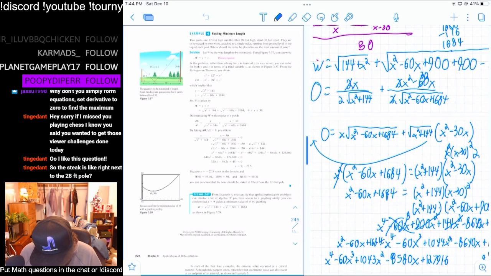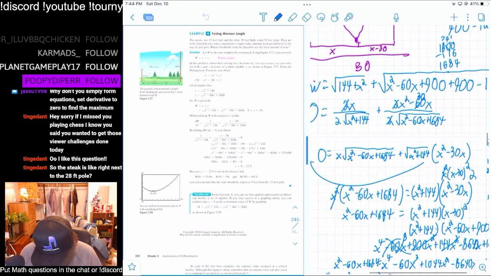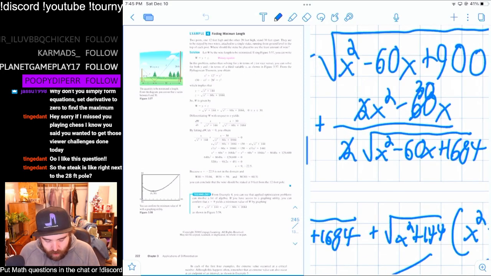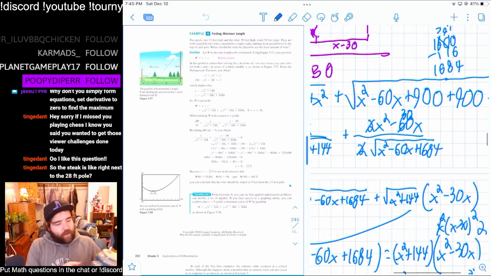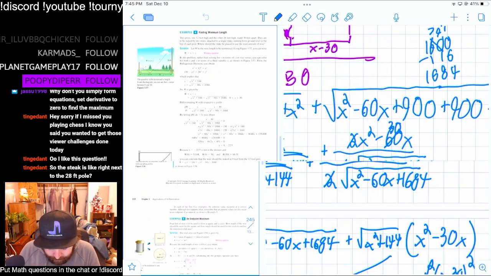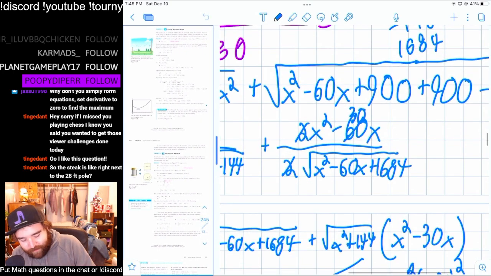Where did x squared minus 30x come from? Did I not take the derivative there? I didn't take the derivative here. Oh my gosh. Yeah, that's the math we got, but I totally messed up. This is why I need more people here to check and correct my mistakes. I mean, look at this.